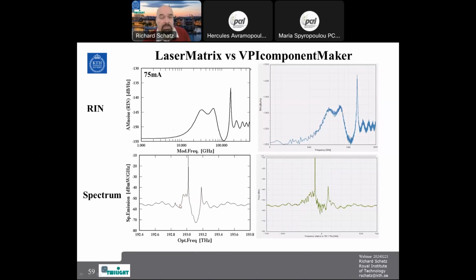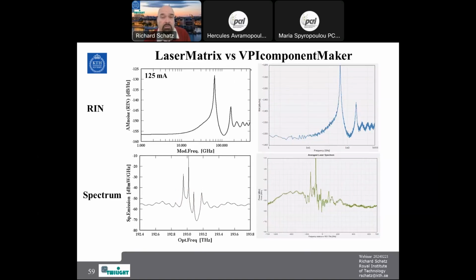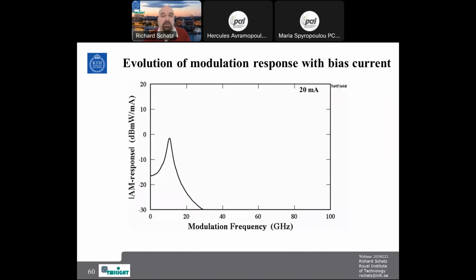If we increase the bias further, we see this photon-photon resonance effect also here in the spectrum, and then we see how it goes into self-pulsation in both models here. Here you will see now the modulation response, how that evolves. At low currents, we have just a single carrier-photon resonance.